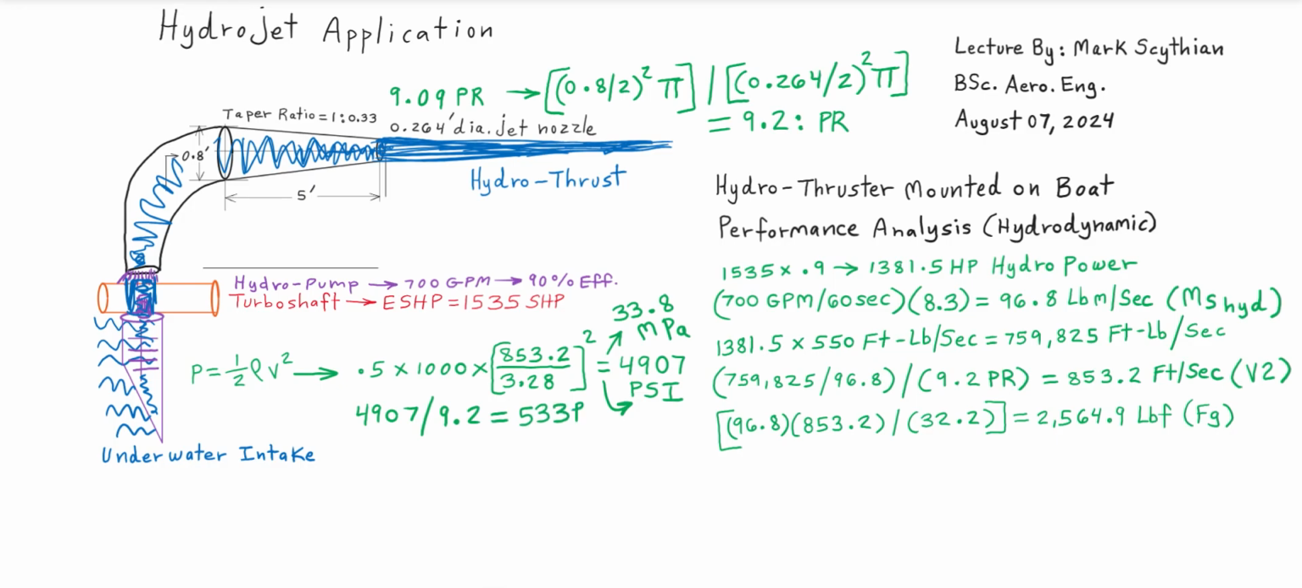So if we were to divide that value into the pressure ratio, then the inlet of the duct pressure becomes 533 pounds per square inch gauge pressure. So call that the entry. And then we have our jet nozzle.